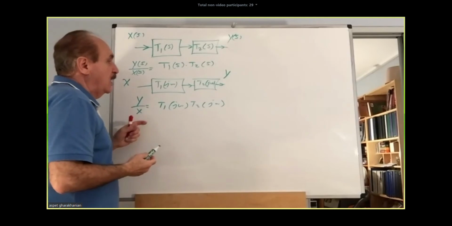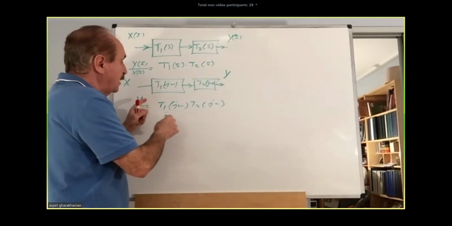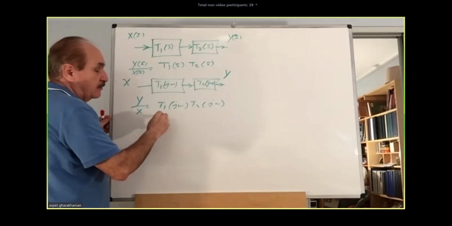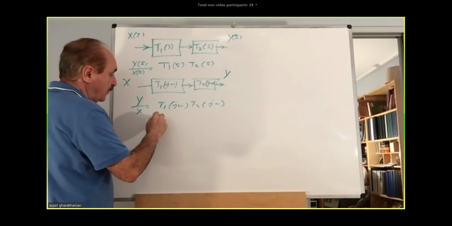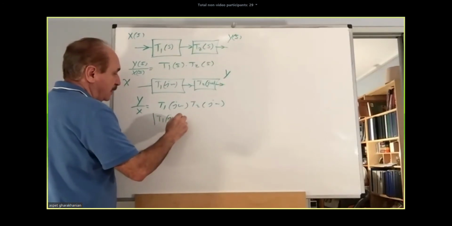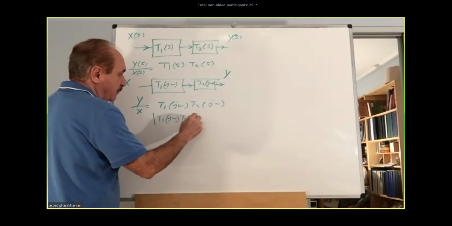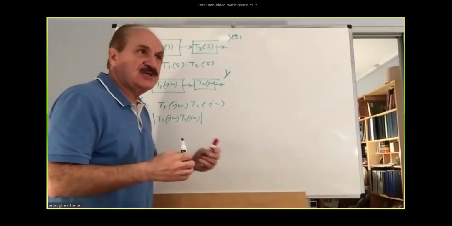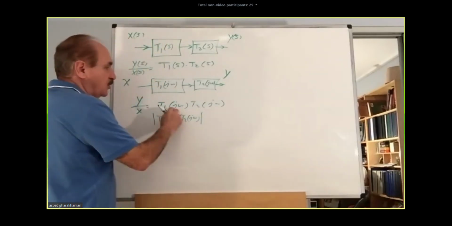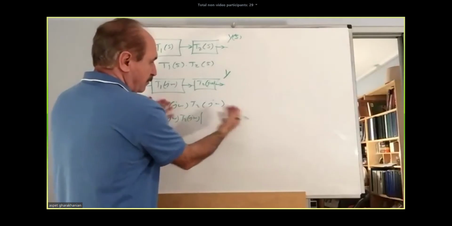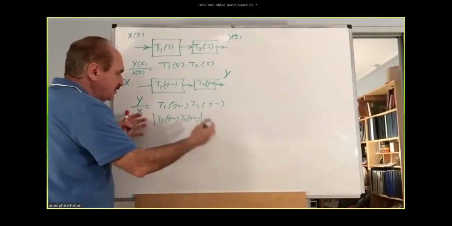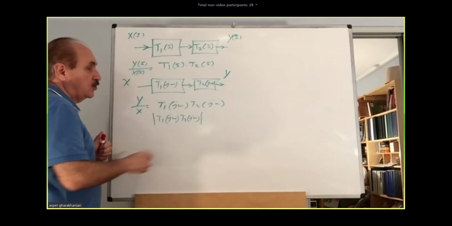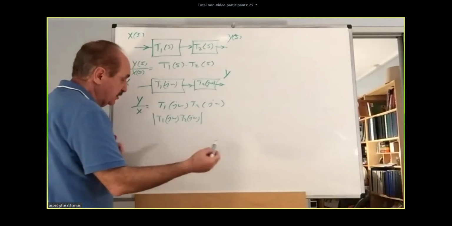Now, if you want to graph the overall gain, magnitude of T1 of j omega, T2 of j omega, you have to work out the complete transfer function of the product. So these two functions may have omega contents, and when they multiply, you need to sit down and work out the complete transfer function in order to make a plot of the transfer function against the frequency.